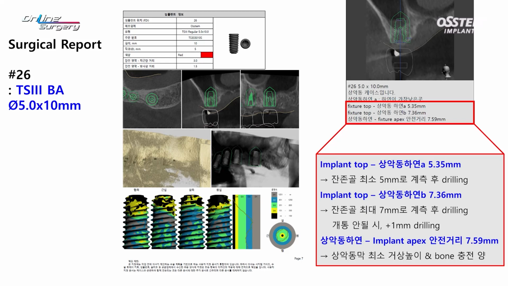If you look at the CT image, the distance from the implant top to the inferior margin of the sinus was 5.35. Hence, minimum residual bone height was assumed to be 5 mm. Drilling would be done from 4 mm. The maximum residual bone height was assumed to be 7 mm.